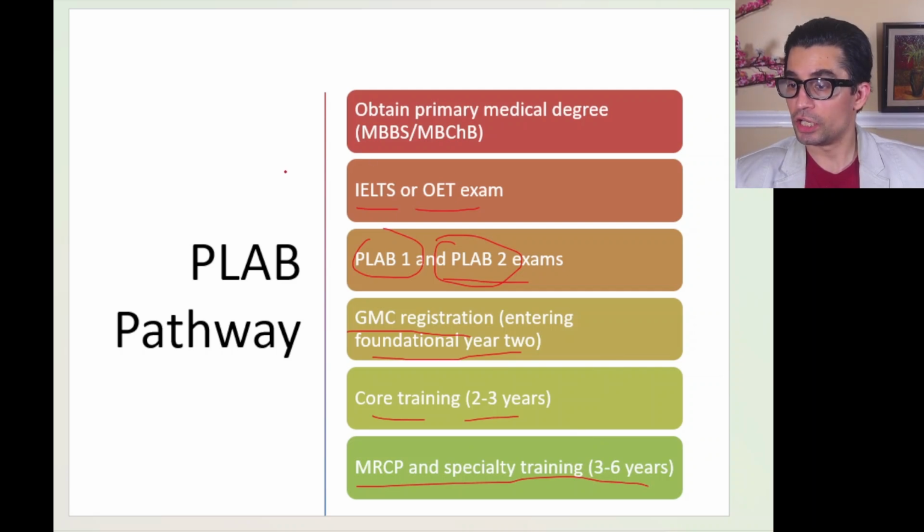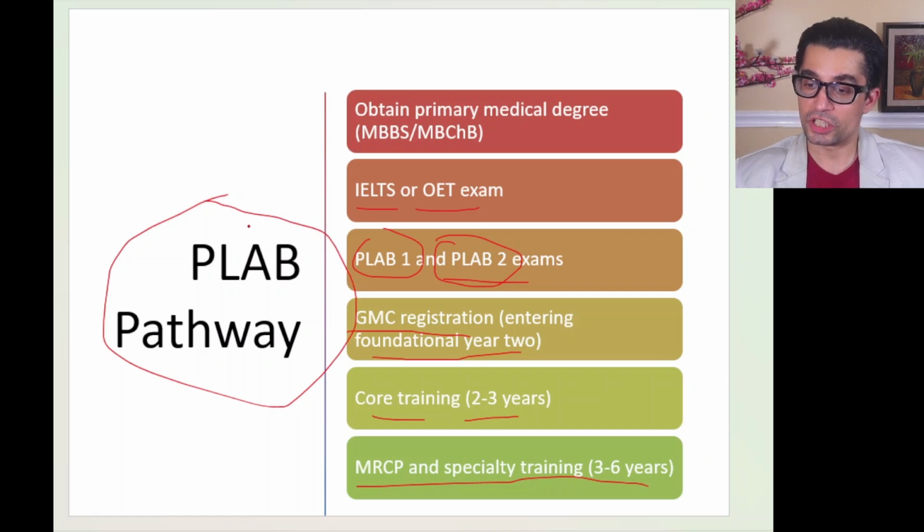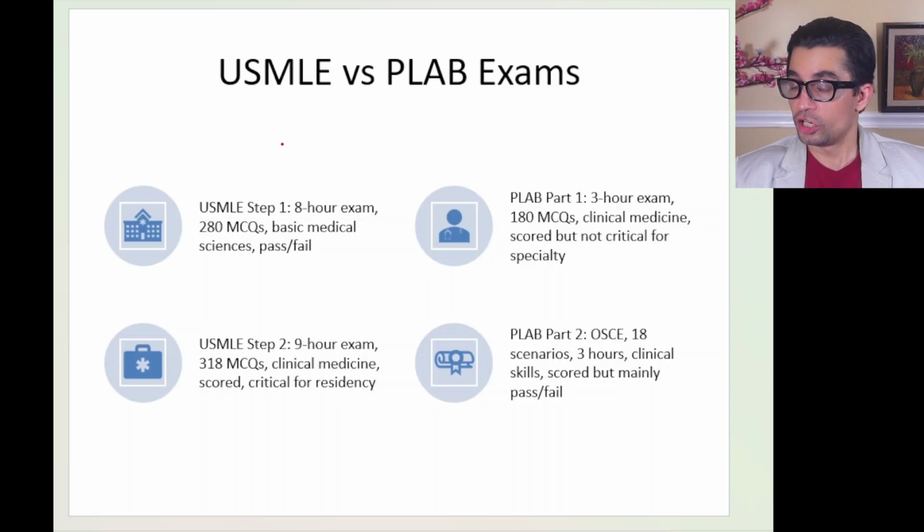So you are looking at the durations. And as we discussed, the PLAB pathway is after you have graduated in your respective countries and you already have achieved a degree. Now, a bit more specifics about the exam. USMLE Step 1 will be first. It is an 8 hour exam with 280 MCQs, and as we discussed, it is basic sciences, and now it is pass and fail.